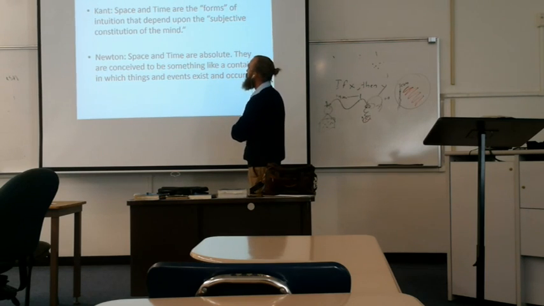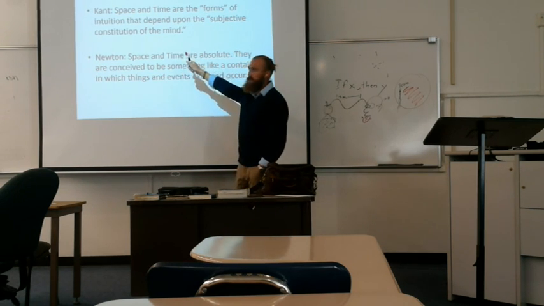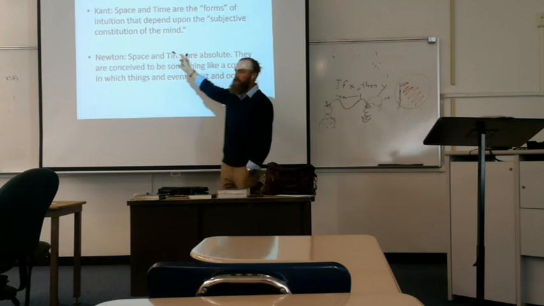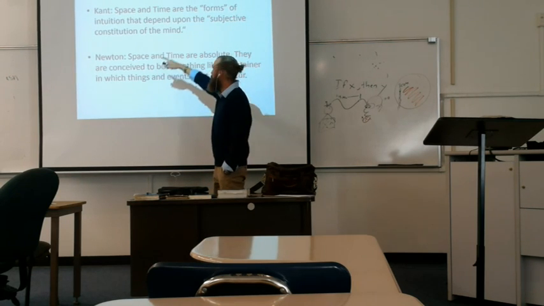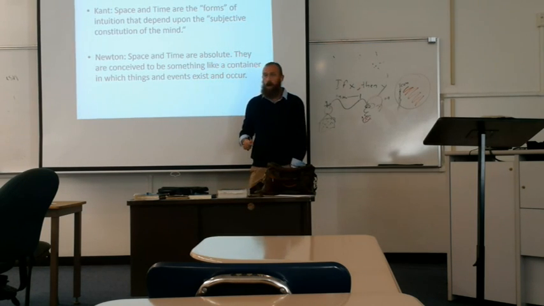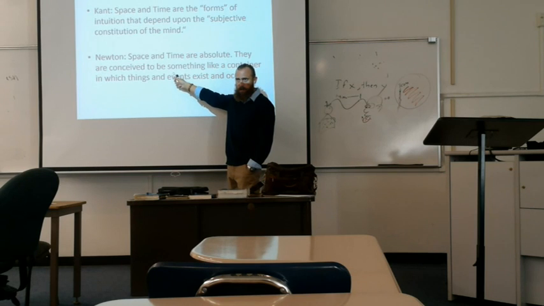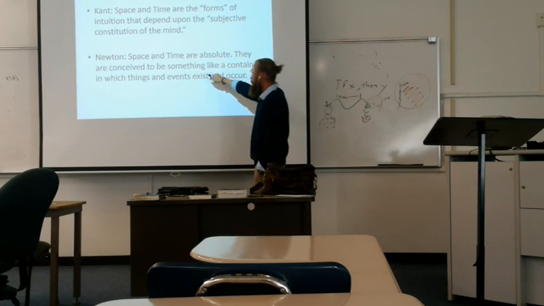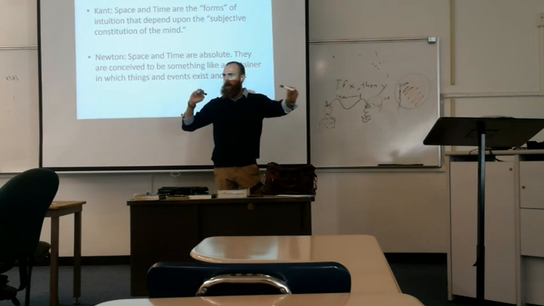So look at the difference between Kant and Newton, who are contemporaries. Kant believes that space and time are where? They are the forms of intuition. That doesn't mean I have a hunch. Intuition is basically the conditions necessary for the possibility of knowledge and perception. And they depend upon what? The subjective constitution of your mind, the a priori transcendental categories of perception. For Newton, where do space and time exist? They're extramental, outside of your mind. And space is conceived to be something like a container in which events can be objectively placed and have an absolute reference frame.